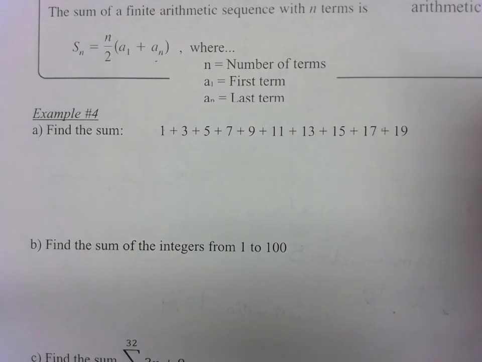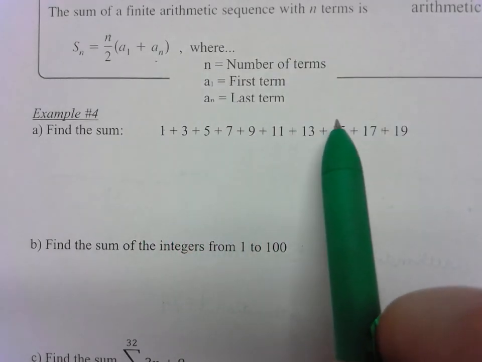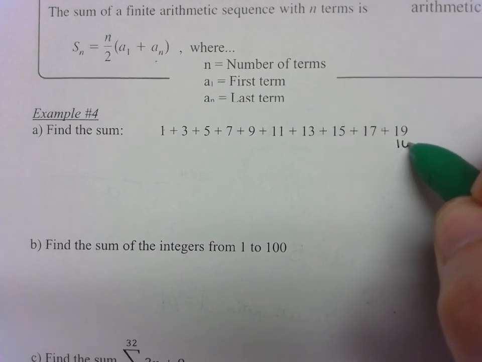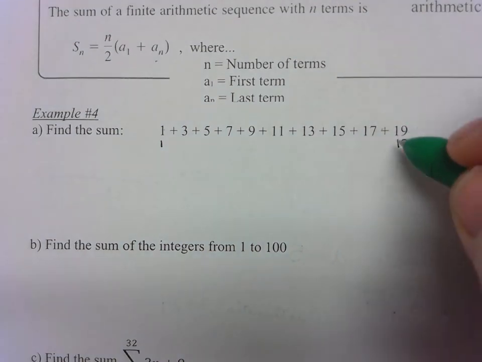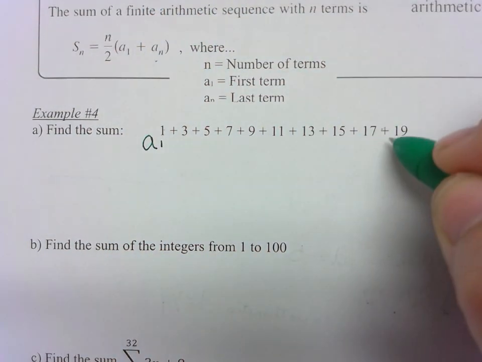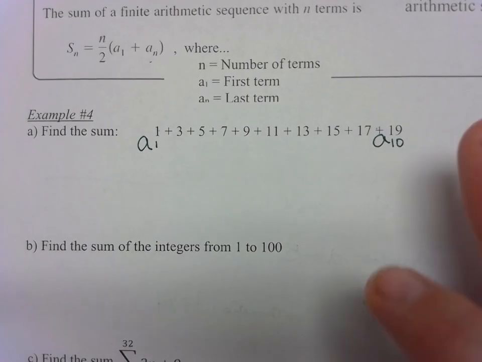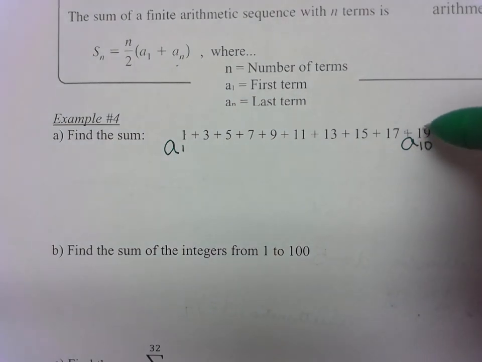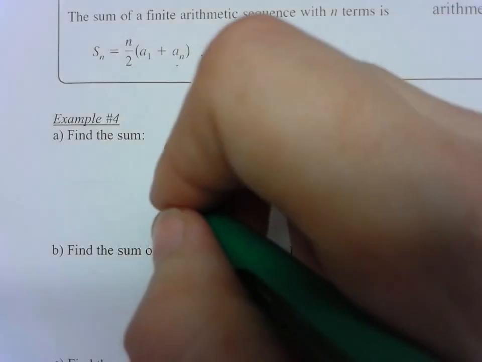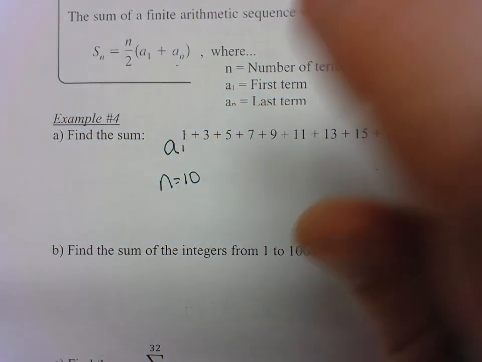We want 1, 2, 3, 4, 5, 6, 7, 8, 9, 10 terms. This is our first term, so let's call that a sub 1. This would be a sub 10. So let's just break down the things that we know so far. We know that a sub 1 is 1. We know that a sub n is 19. We know that there are 10 different terms. So now we can plug everything in.